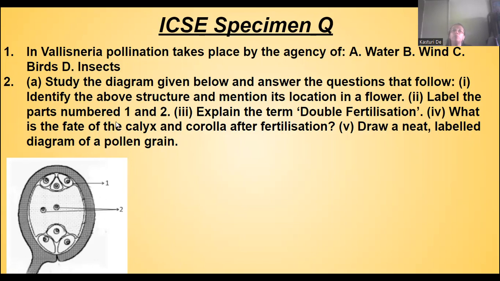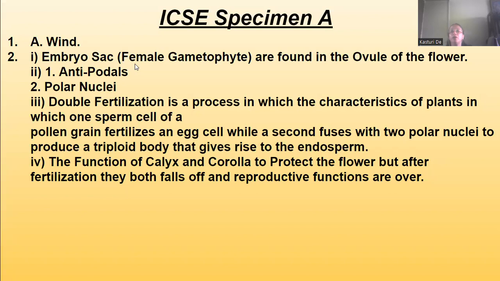Now label the parts numbered 1 and 2. The first one is the embryo sac, which is found in the ovule of the flower. It has antipodal cells. The second is the polar nuclei.